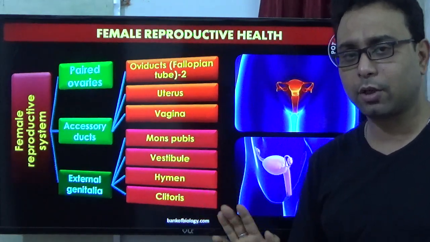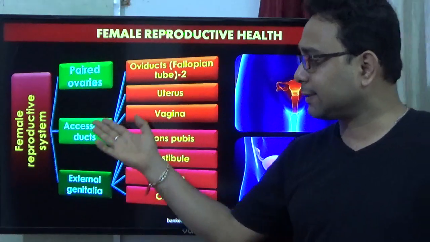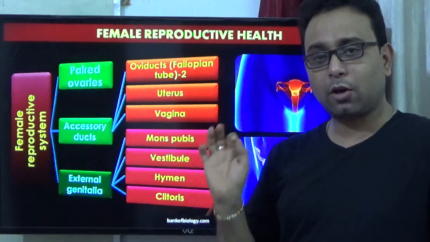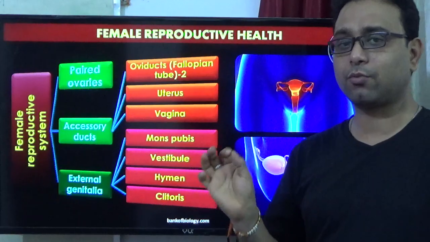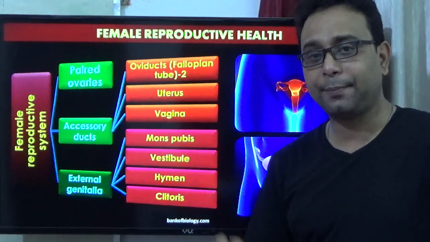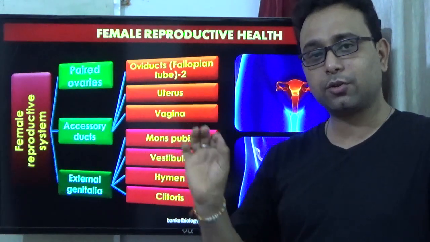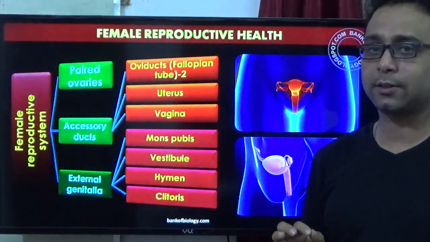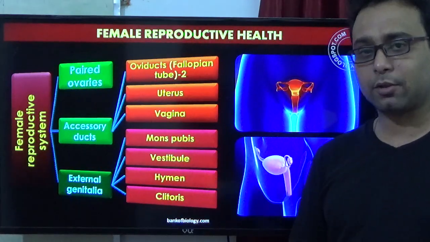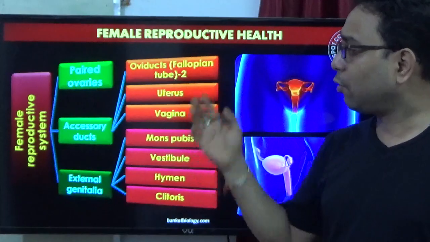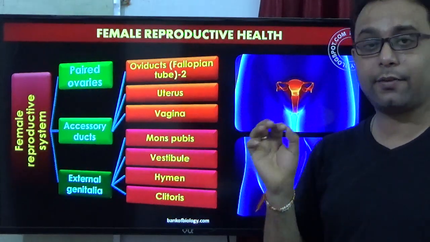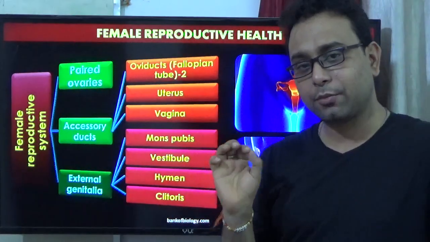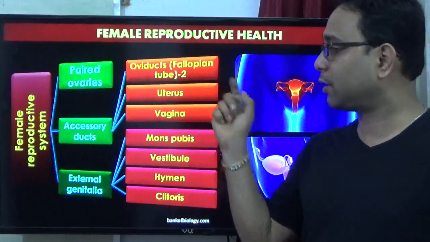The ovary is the most important organ. But another group, the accessory ducts, also called the secondary sexual organs, help in the fertilization process and in the sexual reproduction process. So they also take an important role. Like the oviducts, the fallopian tubes. How many fallopian tubes are there? Two fallopian tubes, right?